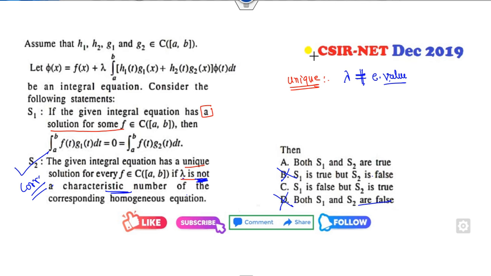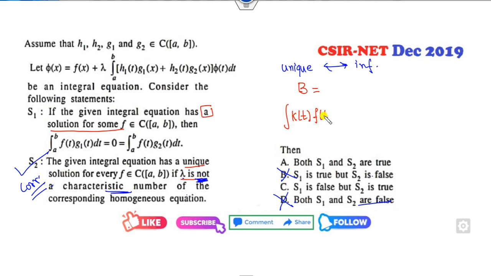Now, look at this another one. First option, it has a solution, meaning either unique or infinite. That means your target is to check the B. So what is the B? K of T, F of T. What is the K of T in this case? It is a function of T, that is this one, H1. So that means H1. Now they are talking about the G1. H1 of T into F of T, this should be 0 in order to get an infinite solution.